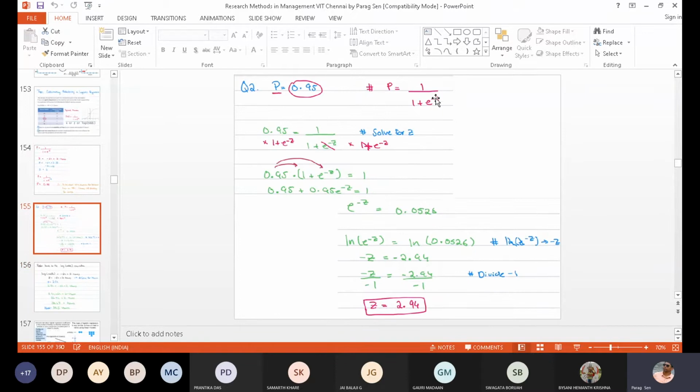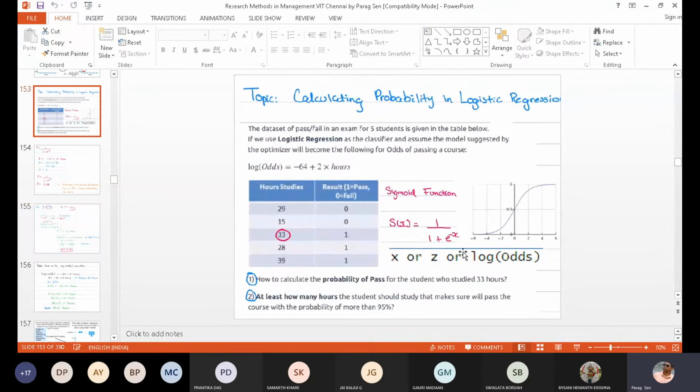The log odds values you are calculating from here, because 1 by 1 plus e to the power minus z actually represents your x or z, the log of odds. This value is given by this.